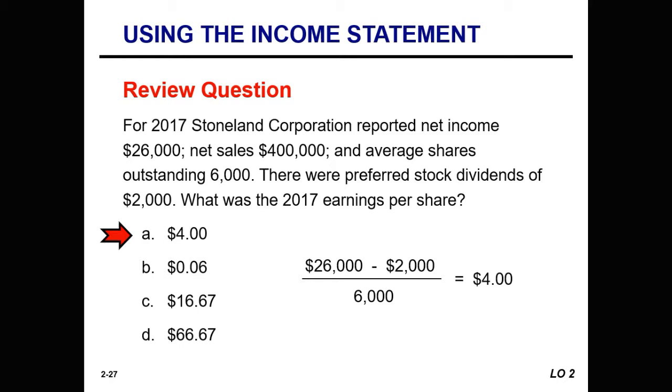Again, a standalone number doesn't tell us exceptionally a lot other than for every share, there was $4 of earnings generated. When we look at what happens across periods from one to the next, we can begin to see a performance trend.